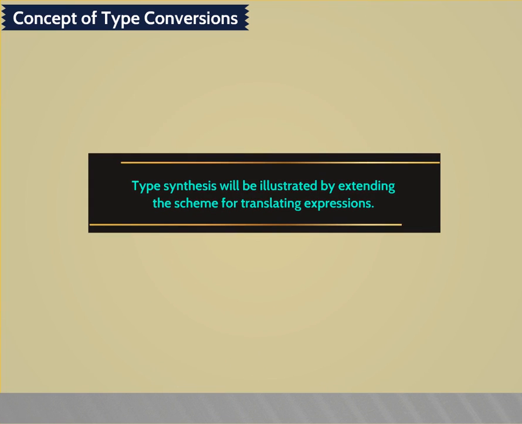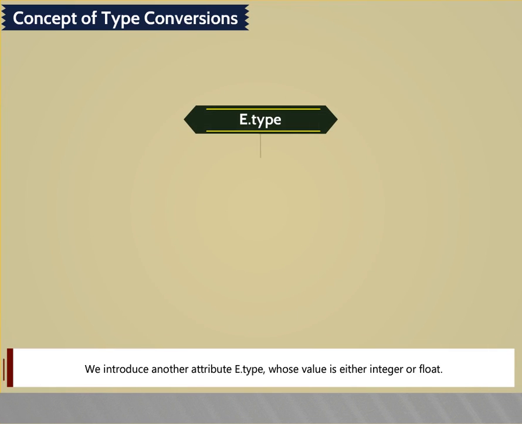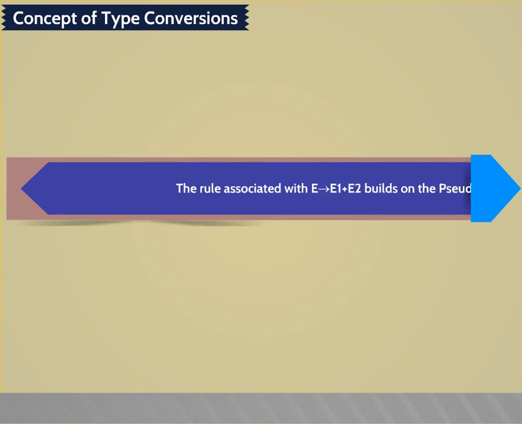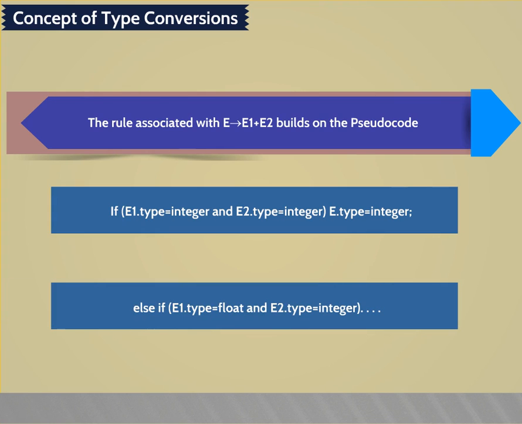Type synthesis will be illustrated by extending the scheme for translating expressions. We introduce another attribute e.type whose value is either integer or float. The rule associated with e produces e1 plus e2 builds on the pseudocode. If e1.type = integer and e2.type = integer, e.type = integer, else if e1.type = float and e2.type = integer.